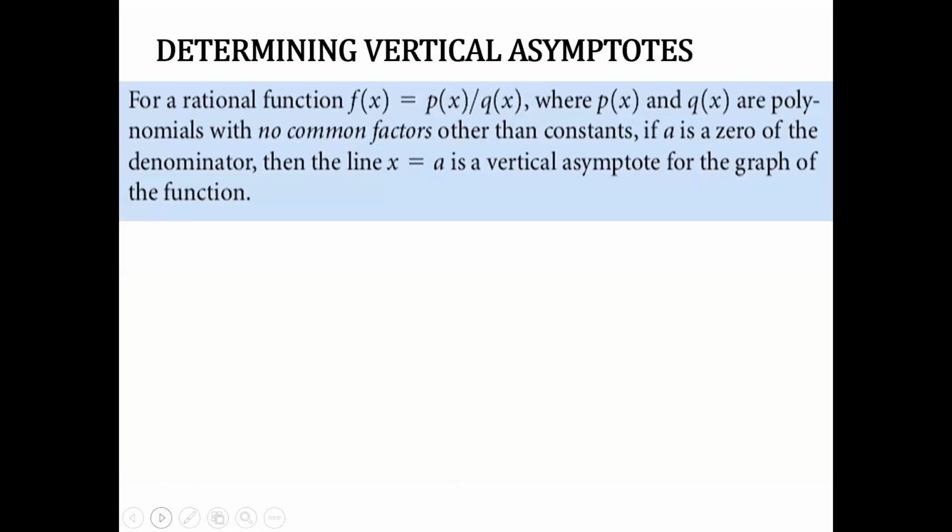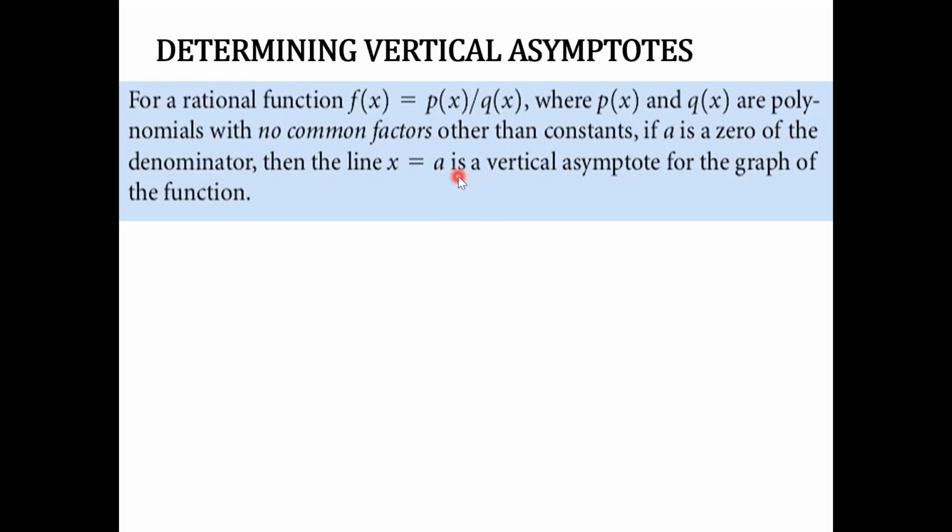So how do we look for the vertical asymptote? For a rational function, f of x equals p of x over q of x, where p of x and q of x are polynomials with no common factors. So again, no common factors other than the constant. If a is a zero of the denominator, then the line x equals a is a vertical asymptote for the graph of the function.